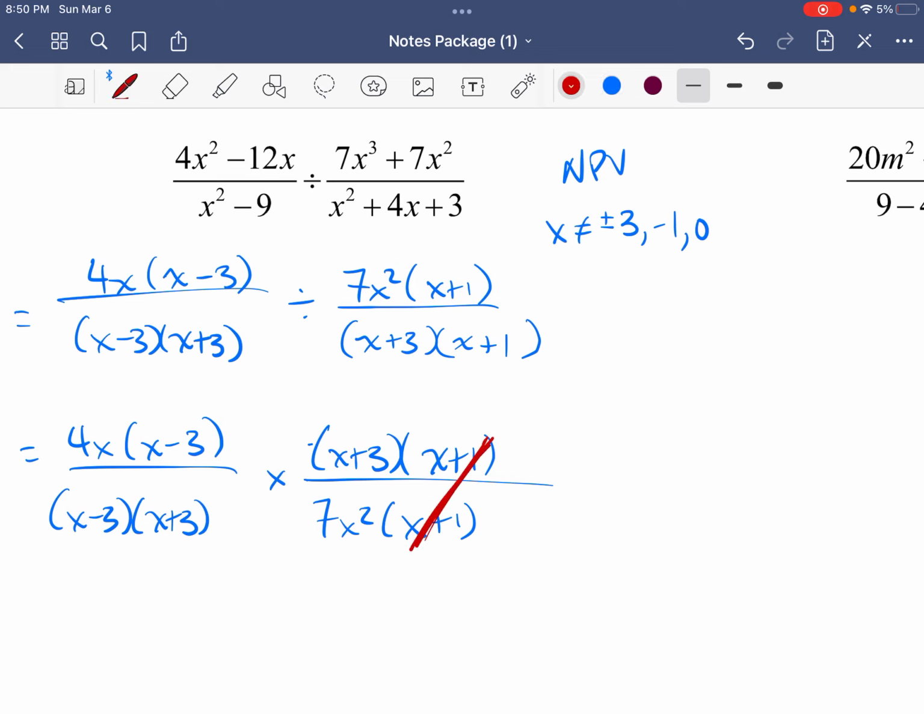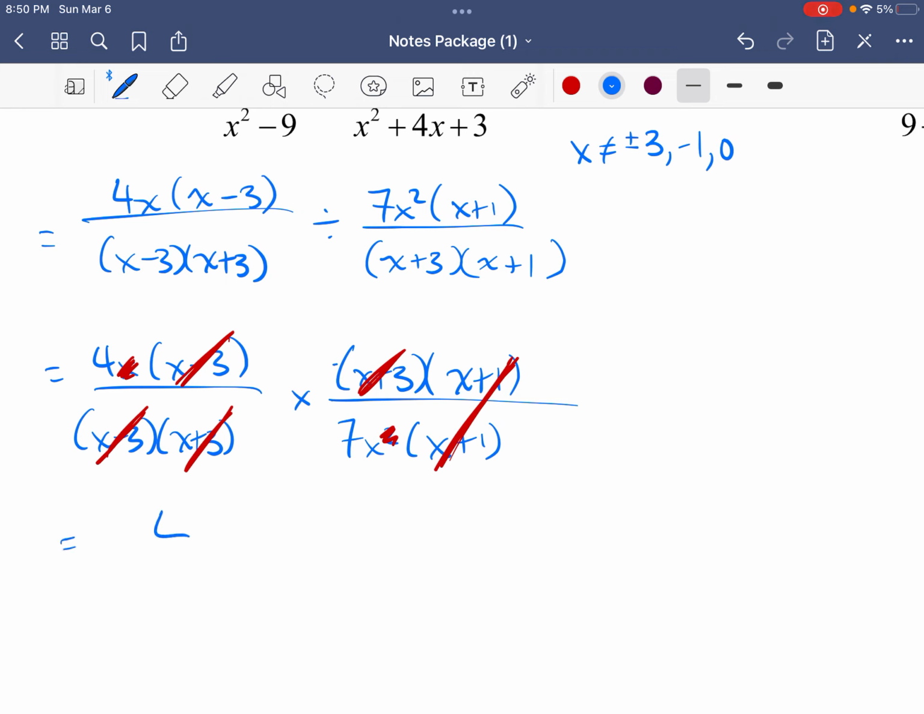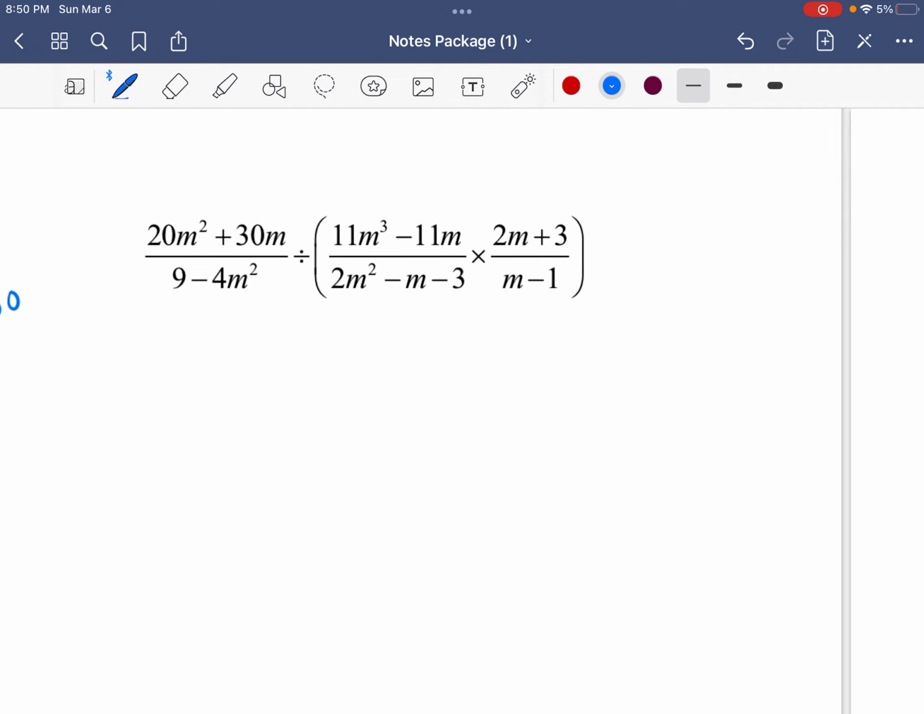Okay, x plus 1s, see you later, x plus 3, x plus 3, x minus 3, x minus 3, and we're going to simplify that exponent. So we're going to be left with 4 in our numerator, and looks like 7x in our denominator. Great. Okay.